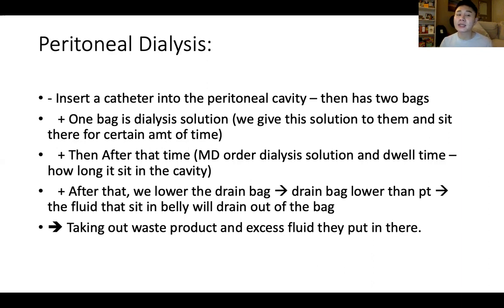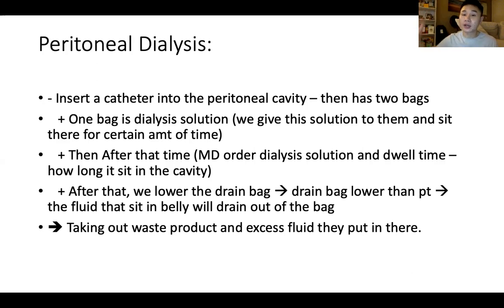So peritoneal dialysis is the insertion of a catheter into the peritoneal cavity, and it has two bags. The peritoneal cavity is the cavity of your abdominal region, right? One bag contains the dialysis solution. We give this solution to them and it sits there for a certain amount of time. The doctor will order the dialysis solution, which is the first bag, and the dwelling time, which is how long it will sit in the cavity.